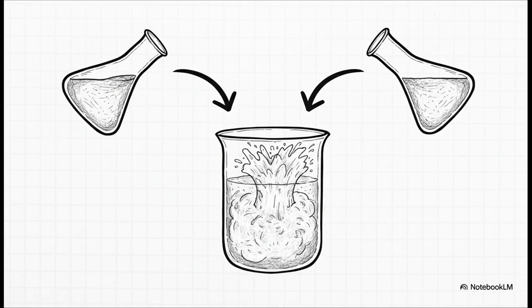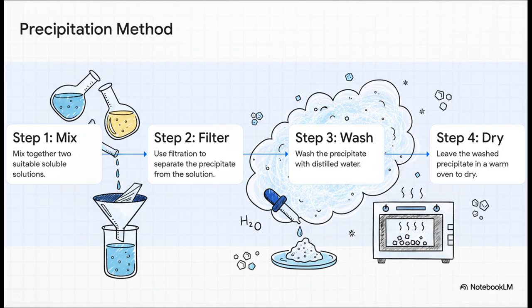So how do you pick them? You use your solubility rules. Let's say you want to make insoluble silver chloride. Well, you know silver nitrate is soluble, and you know sodium chloride is soluble. You mix those two totally clear liquids together, and the insoluble silver chloride just appears instantly, like a solid out of nowhere.